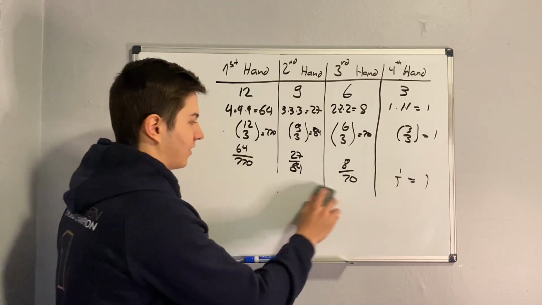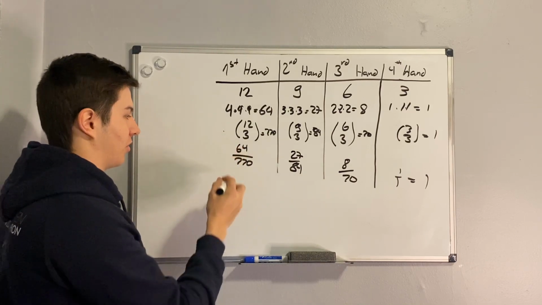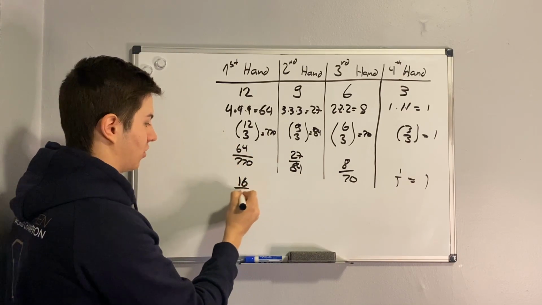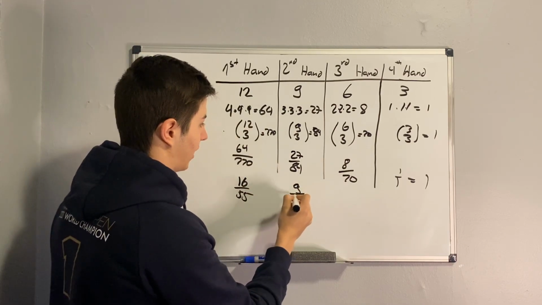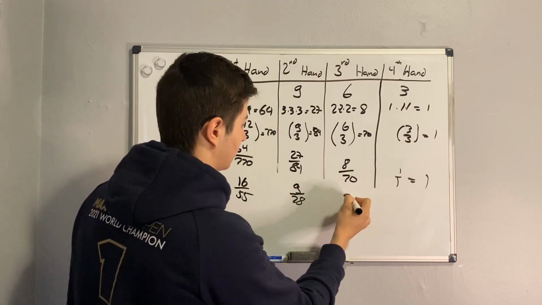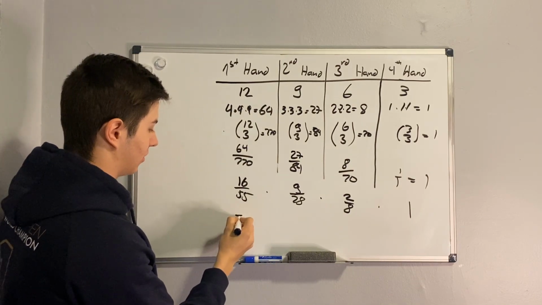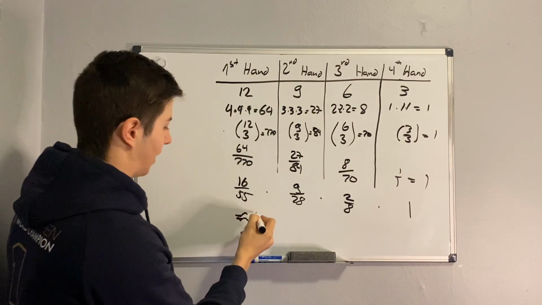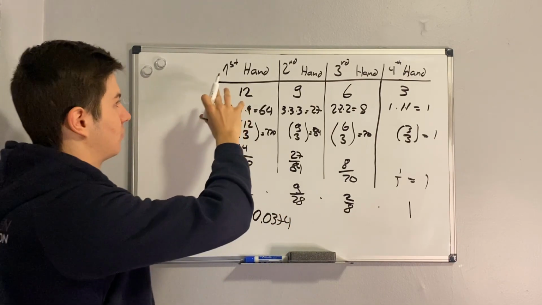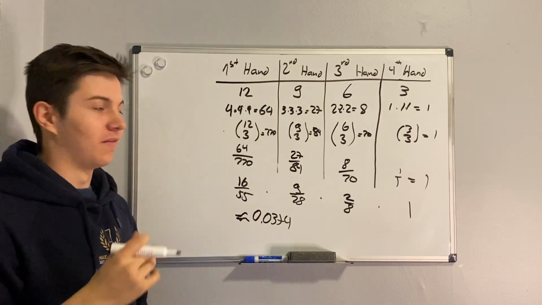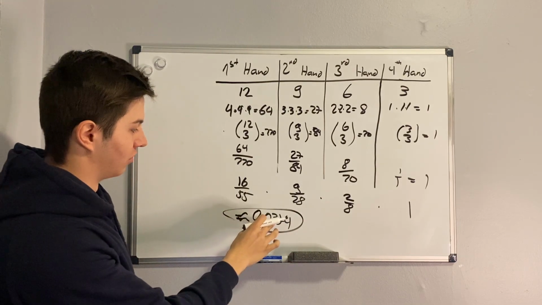Okay, and as I said, the total probability is just going to be the product of these. We can simplify this by dividing by 4, which gives 16 over 55. Here we can divide by 3, which gives 9 over 28. And here we can divide by 4, which gives 2 over 5. We just multiply these together, and back here we have 1. This isn't really easy to calculate by hand, but it's about 0.0374. So the probability that if we pick these four hands, each of them has a king, a queen, and a jack is about 0.0374.